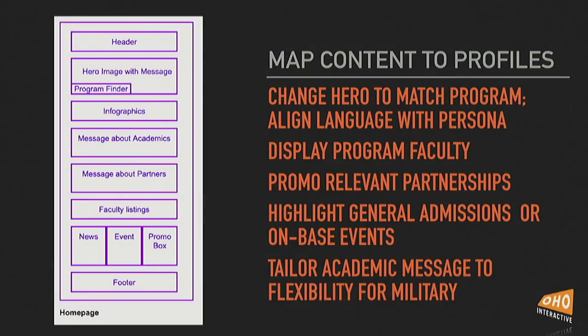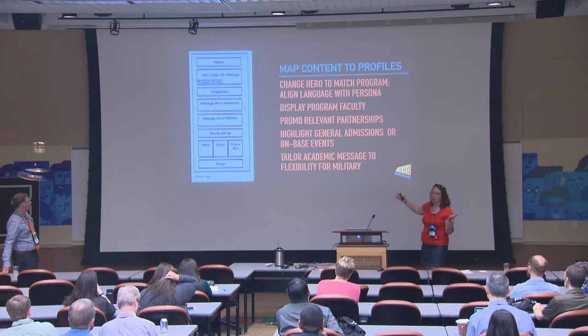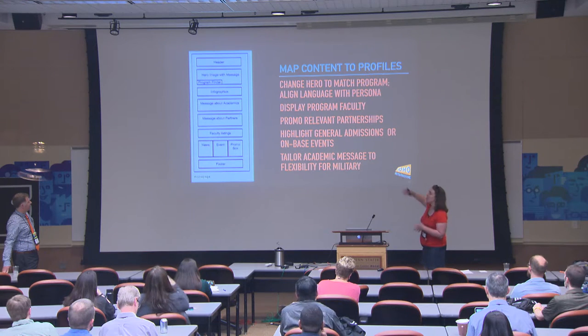I find that microframes were an interesting visual way to help organize this content. So you could say, oh, we're going to change, like we did on that example, the hero image to match the program, align the language with the persona, and do these different kinds of trades, and think about what parts of this page are we going to change? What parts will we leave alone? There are certain places, okay, we're going to have the same news feed. We're not going to change the news feed, for instance. But the hero image is an opportunity.